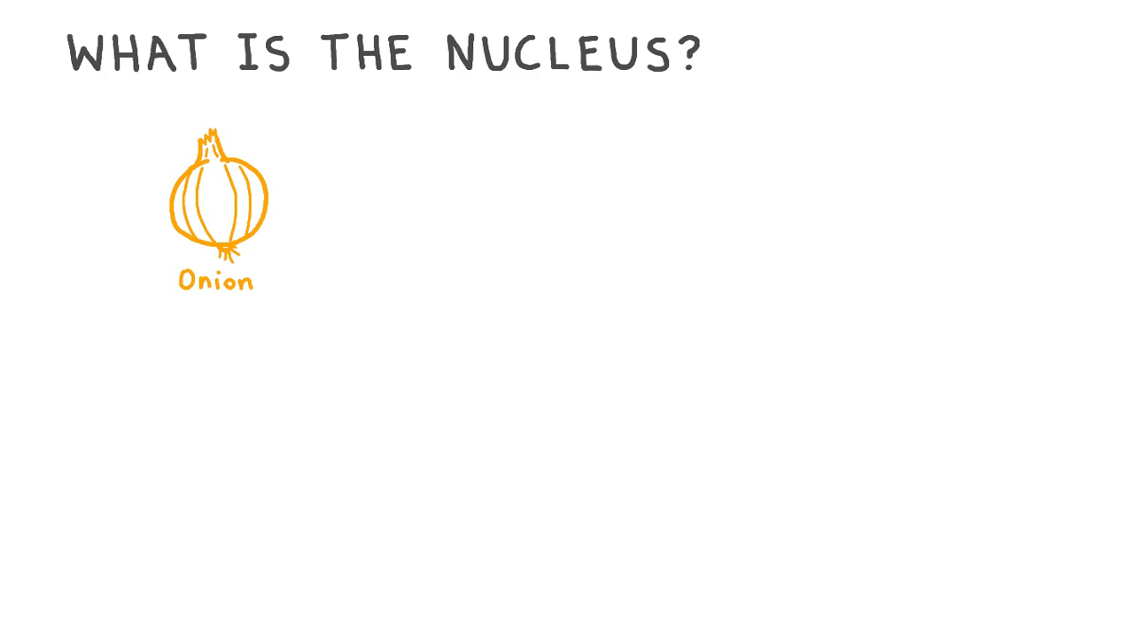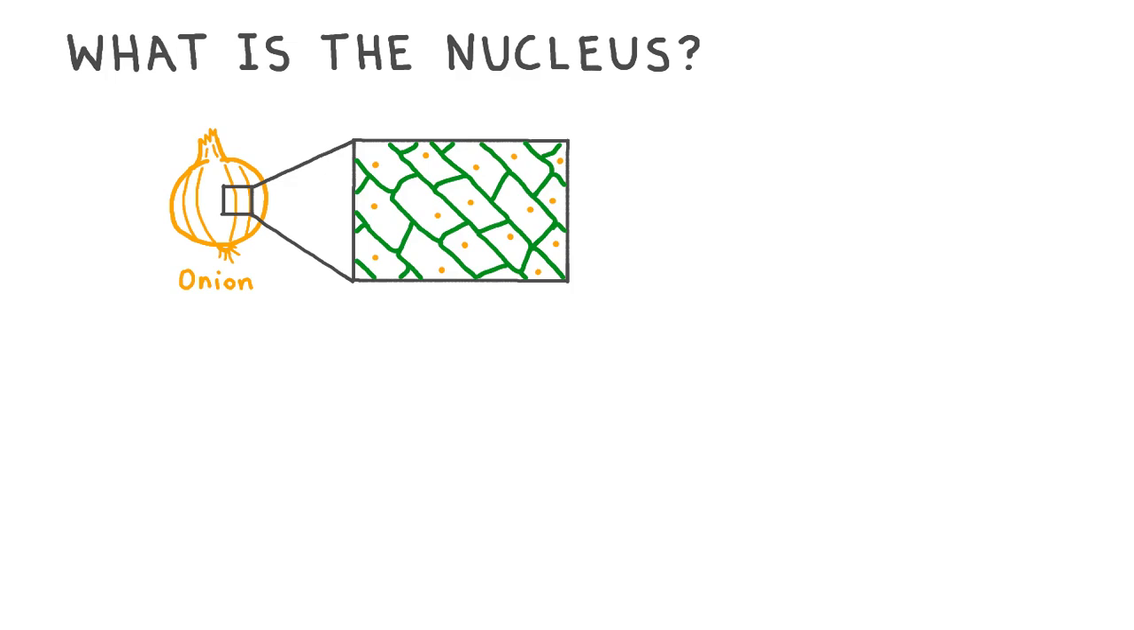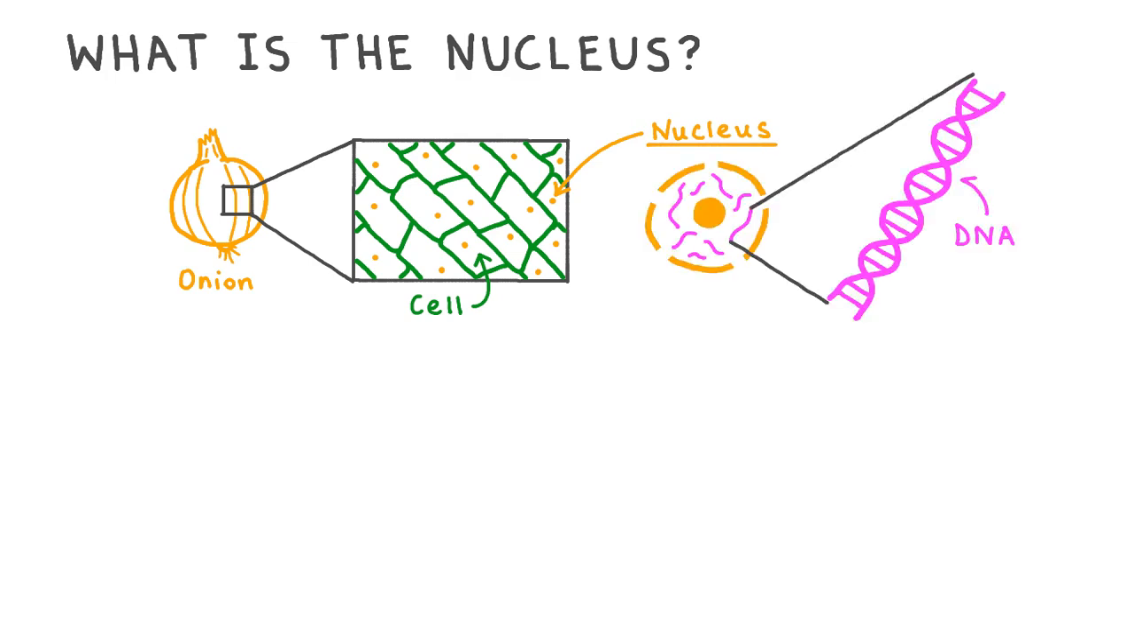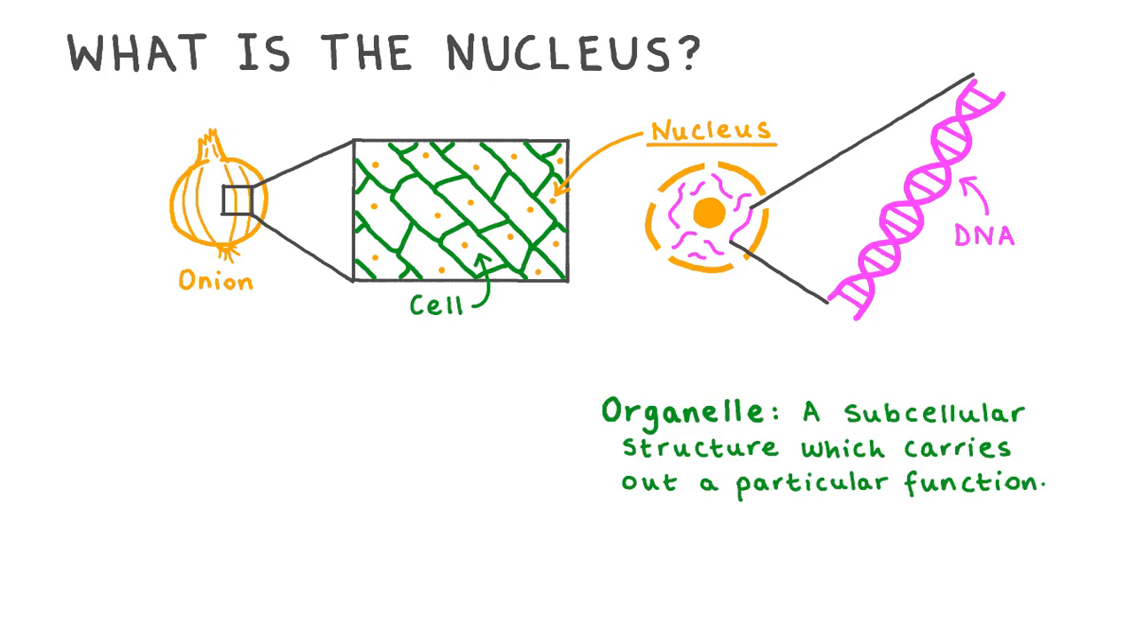If you've ever looked at onion skin cells under a microscope, then you've probably seen something a bit like this. Here we can see all the individual cells that make up the onion skin, and the little dot that we can see inside each cell is the nucleus. But what actually is it? The nucleus is a membrane-bound organelle which contains an organism's genetic material, its DNA. Remember, an organelle is just a subcellular structure that carries out a particular function.